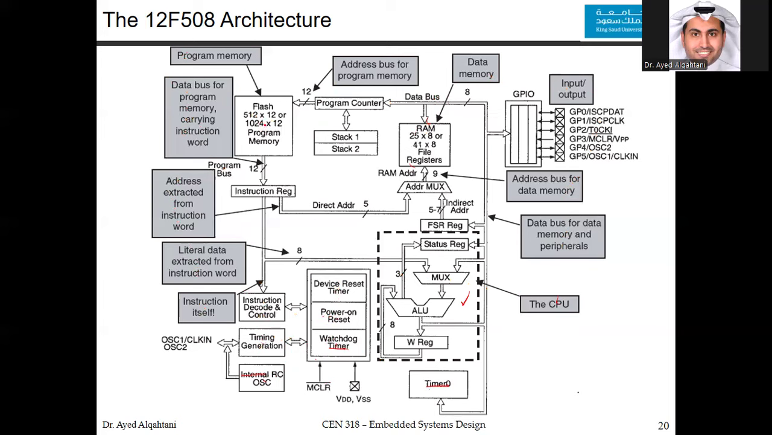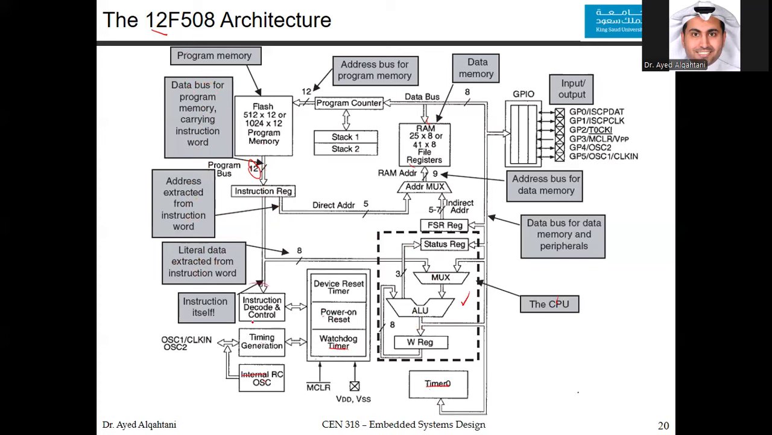We mentioned that quickly. Here, again, we would say that this is the program memory. You have here a data bus for the program memory carrying the instruction word. And now you can see that the instruction width is 12. And this is basically why we call it BIC12, because the instruction width is 12. And you sometimes have the address extracted, which is the immediate or the offset, and you have a literal data extracted from the instruction word to feed to the CPU or the ALU.